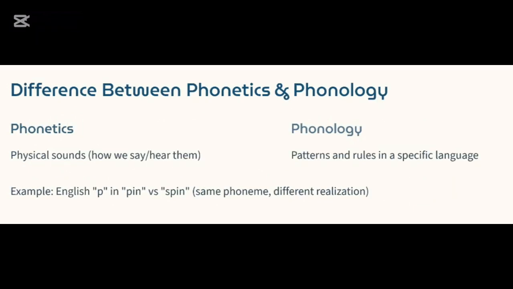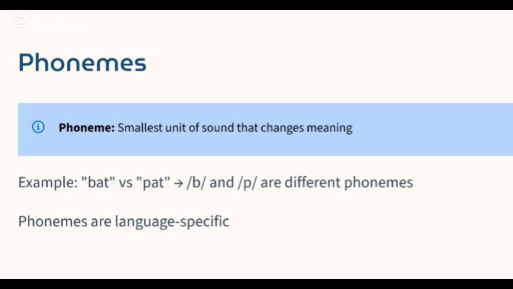So, what's the difference? Phonetics is about the physical stuff, how you say a sound and how you hear it. Phonology is about the patterns and rules in a language. For example, in English, the P sound in pin sounds a bit different from the P in spin. Phonetics studies those differences, but phonology says they're both the same P in English because they don't change the meaning. Make sense?